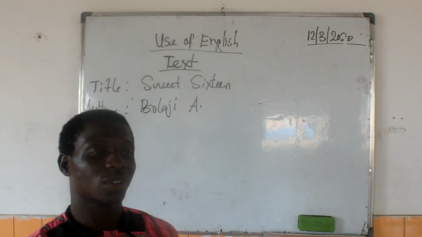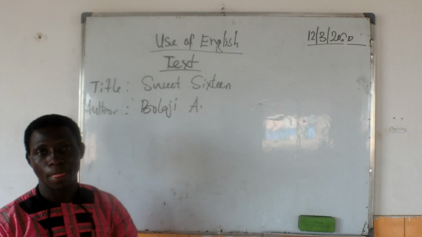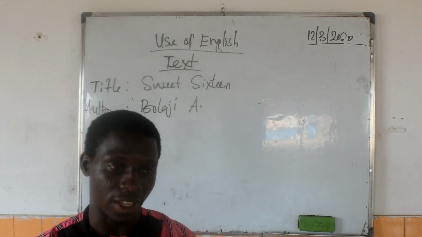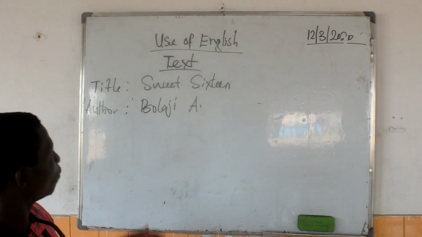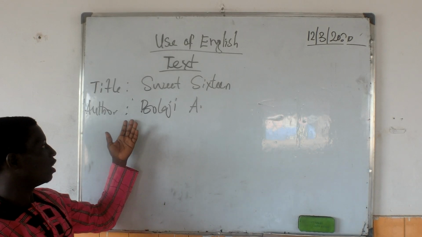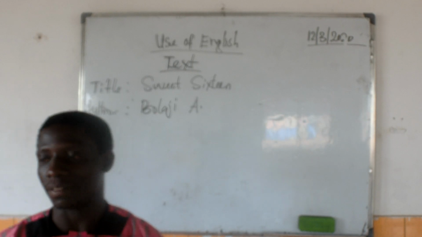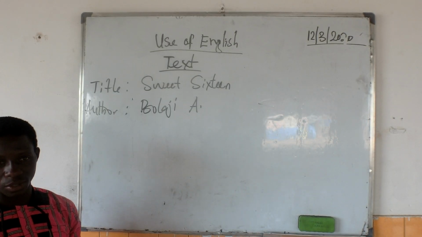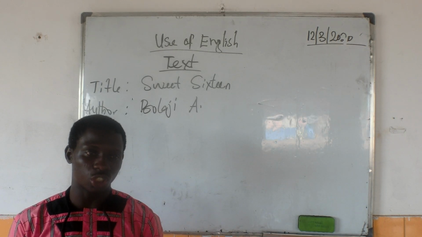Class. So this afternoon, we are looking at the text that is recommended for the JAMB exam under the Use of English. The title of the text is 2016, and the author, or the writer's name, is Olaide Abdullahi.